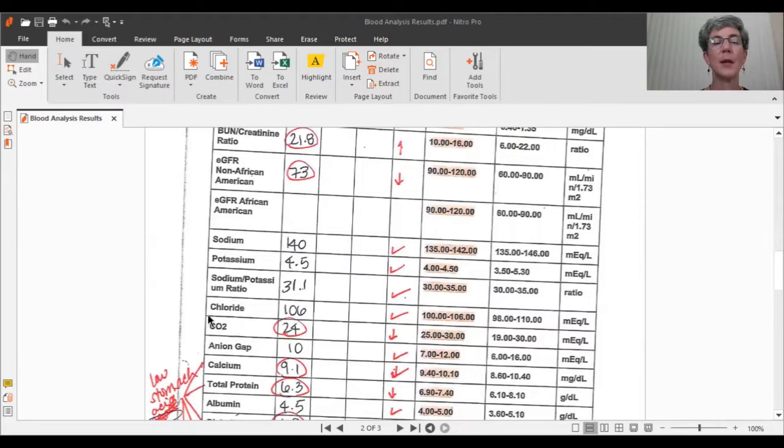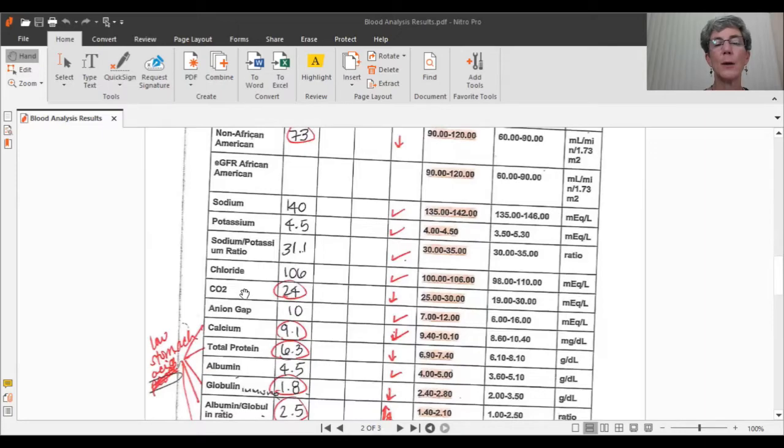CO2, it can be related to the electrolytes, but it can also be related to sleeping issues. So if the CO2 is high, can be due to low stomach acid. If it's low, as it is in this case, it can be due to sleep apnea or other breathing issues, as well as a B vitamin deficiency. In this case, this person has known sleep apnea, so I'm not surprised that the CO2 is a little bit low.